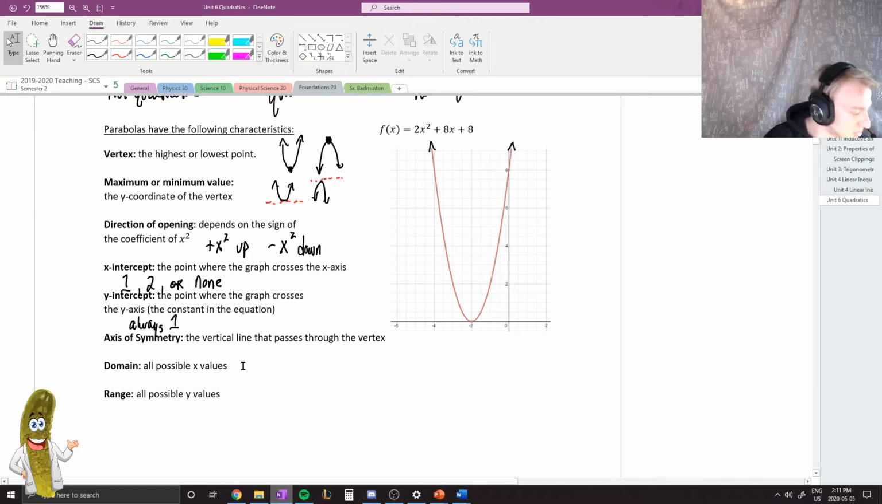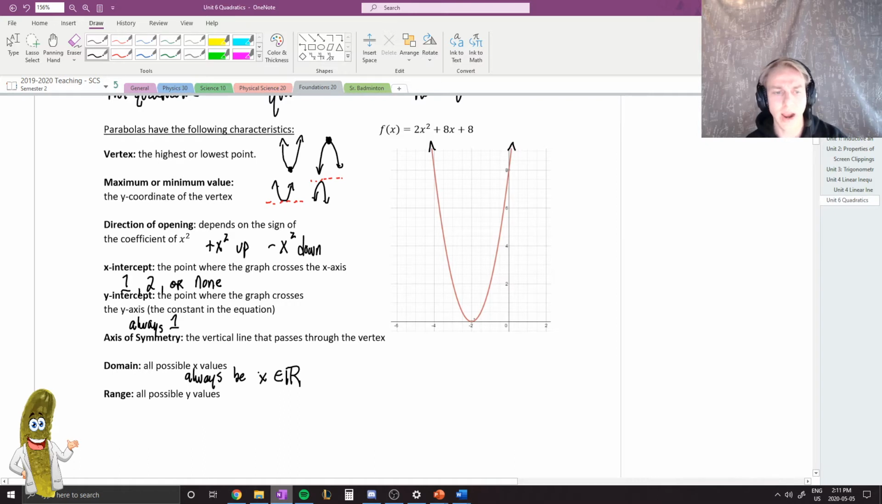Domain is all of the possible x values. And in this case, it will always be x ∈ ℝ. What that means is that x can be all real numbers. As we said, this graph will continue going right forever, and it will continue going left forever. All possible y values, well, whatever our minimum or maximum will be, will impact the possible y values.